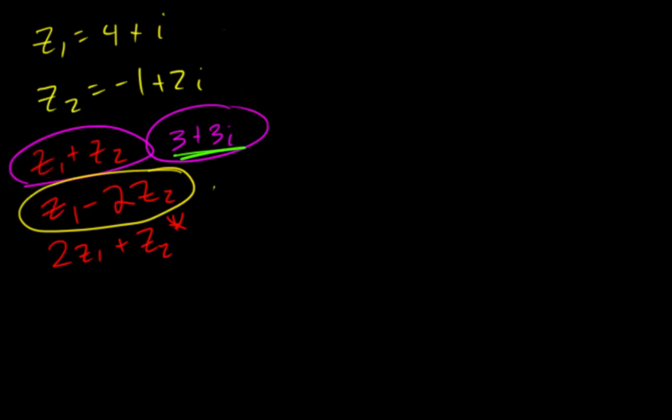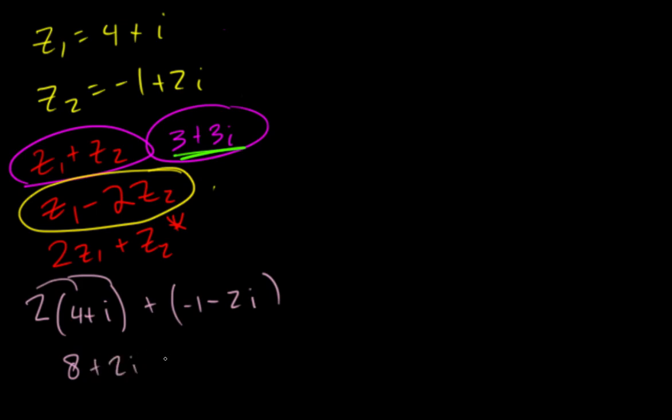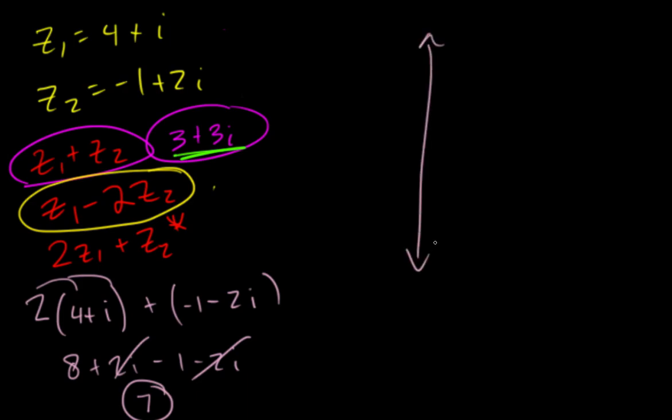And then this last one. Okay, so algebraically, we have 2 times z1. And then we have the conjugate of z2. So that just changes the imaginary part. Distribute, we get 8 plus 2i. Minus 1 minus 2i. These cancel. And we're just left with 7. So algebraically, that's what we get.